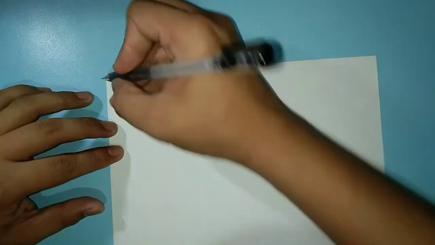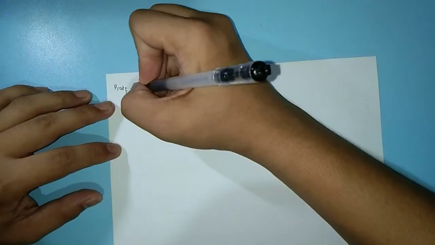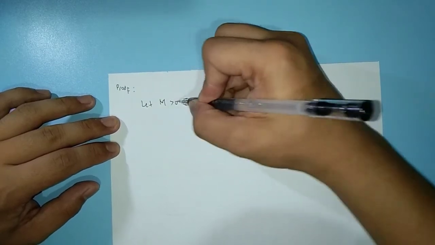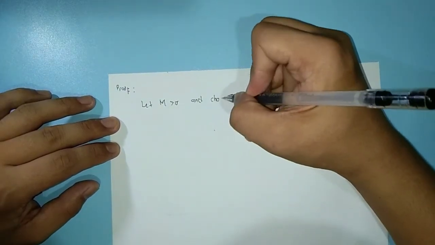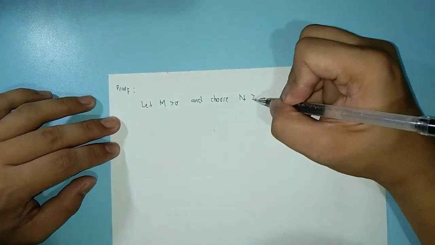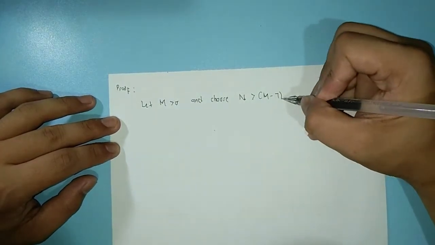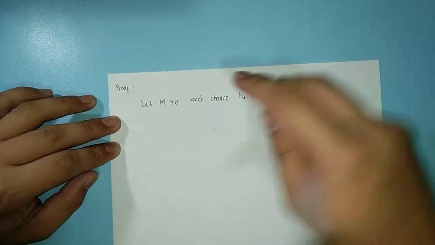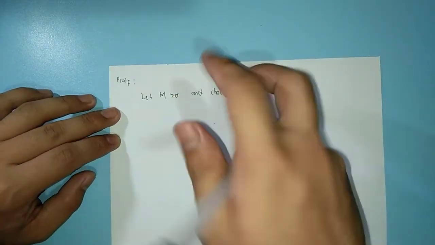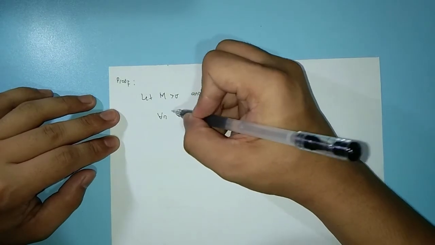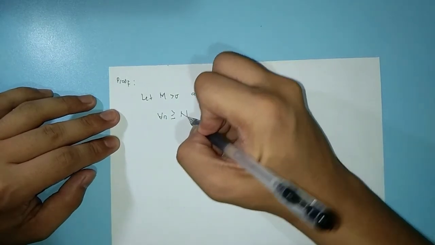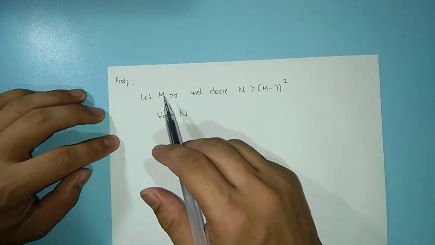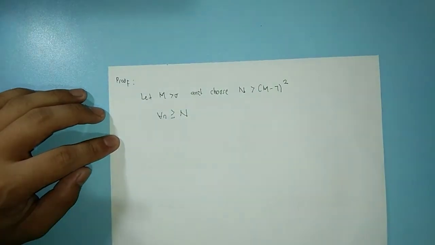Okay, so para sa ating proof, let m be greater than 0 and choose n to be greater than (m minus 7) squared. So dapat mapatunayan natin dito, given sa assumption na to, na for all n greater than or equal to N, dapat yung square root of n plus 7 kanina mas malaki na dito. Okay, yun yung goal natin.